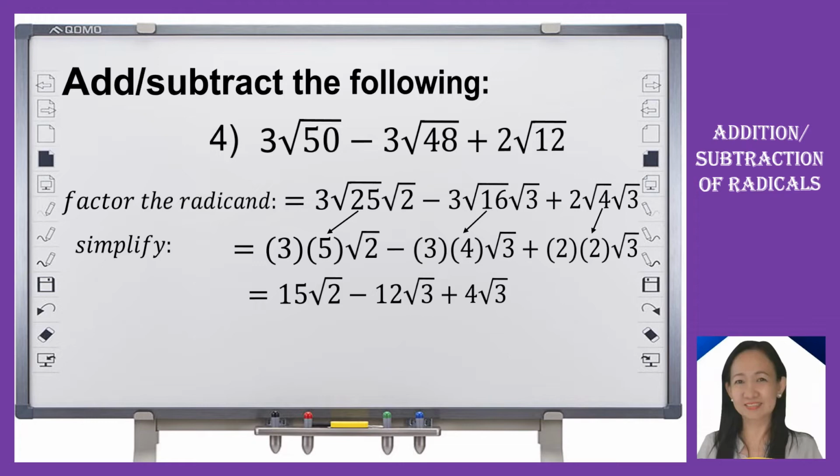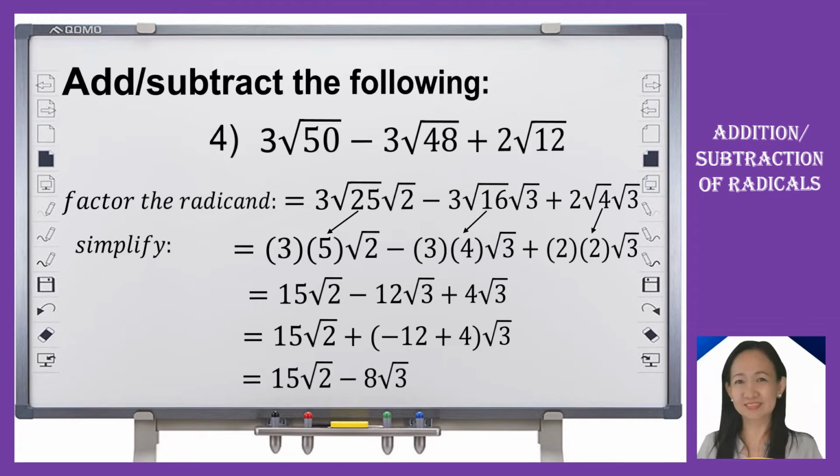Yes, it is between negative 12 square root of 3 and 4 square root of 3. For 15, square root of 2 is dissimilar to the other two. So we can only combine the coefficients of the square root of 3, which are negative 12 plus 4. And that is equivalent to negative 8. So we have 15 times the square root of 2 minus 8 the square root of 3. This is the final answer.